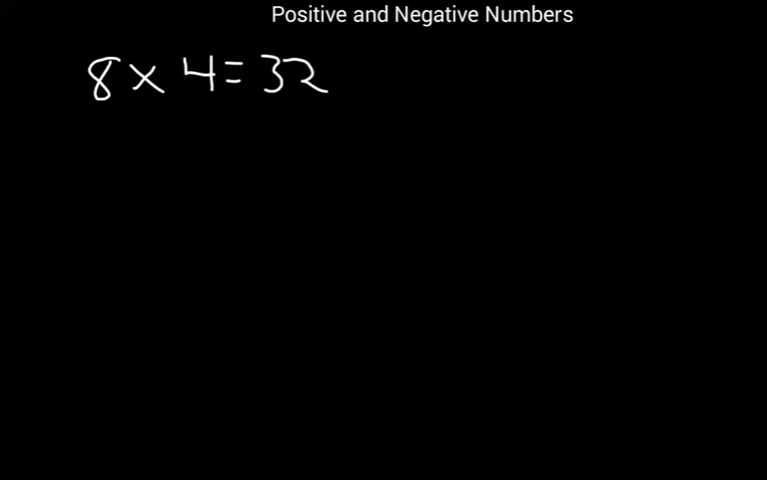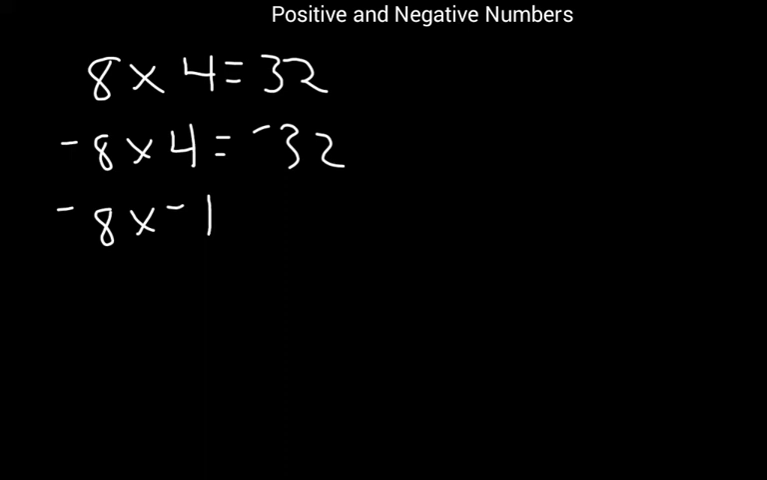Positive 8 times positive 4 is positive 32. So if we change one thing in the factors and make it negative 8 times positive 4, it stands to reason that the product would be the opposite, which it is. So negative 8 times positive 4 is negative 32. And if we keep negative 8 the same and make 4 a negative 4, it would reason that we will also flip the sign of the product and make it positive 32.